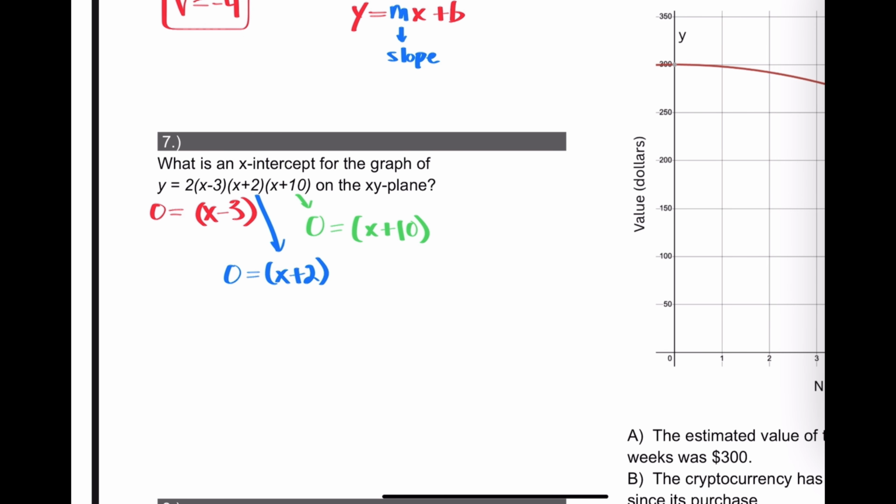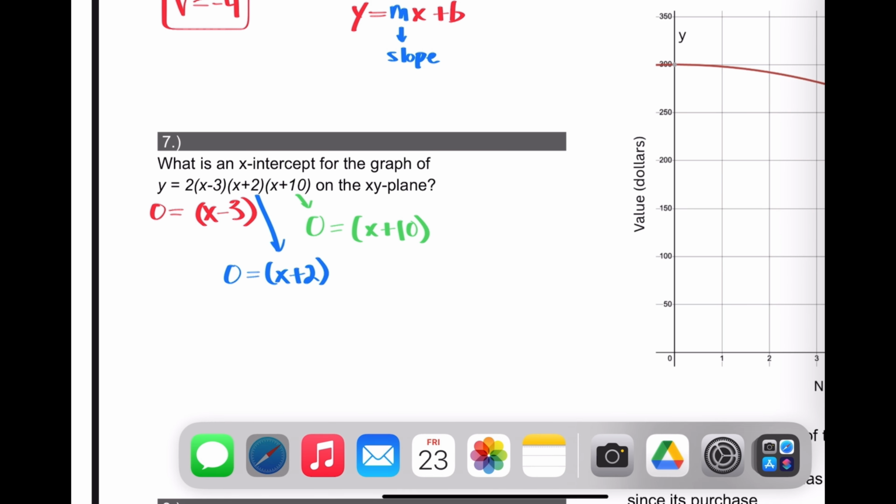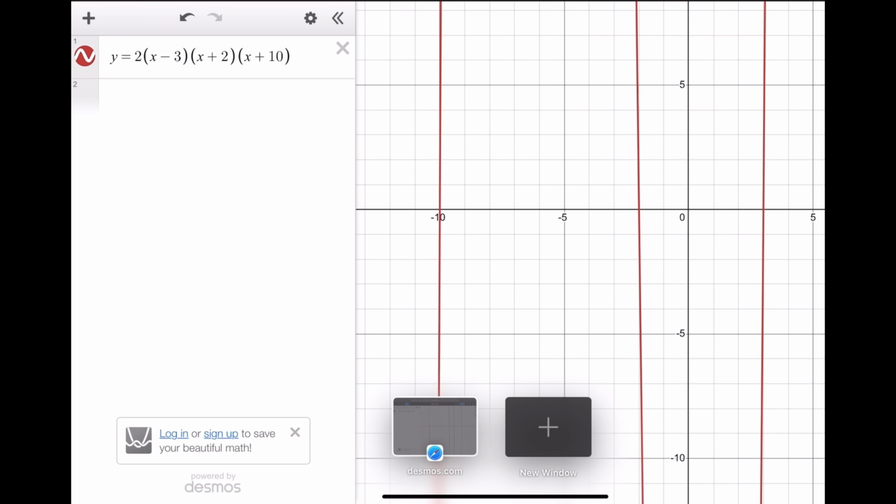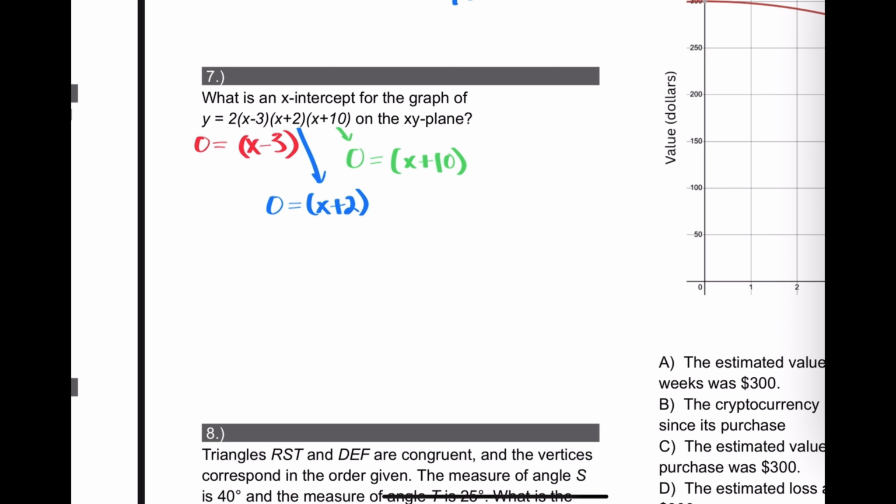Number 7 says, what is an x-intercept for the graph of that expression on the xy plane? You have a couple options. You could simply go to Desmos and graph this, and you could look and see any of these 3 points would work, and you could just write down one of those coordinates and be done. 3, 0, and you're done. When they're asking for an actual x-intercept, we don't want to necessarily just write x equals 3. We want to write the intercept itself. So we could write that.